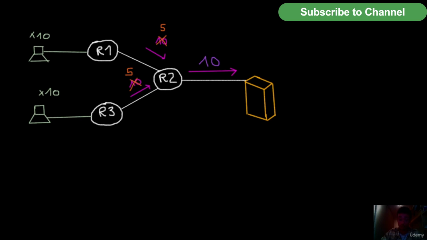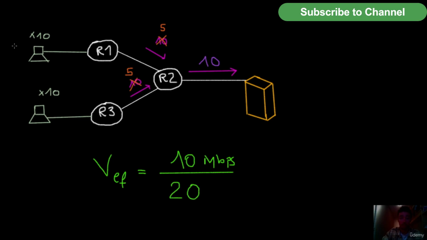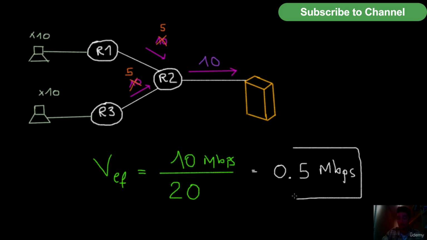And so, what is going to be the effective velocity, the effective speed? Well, if we're sending 10 megabits per second and we have 20 PCs, then the effective velocity is equal to the amount of data that we are sending, in this case 10 megabits per second, divided by the total amount of PCs that are sending, in this case 20 PCs. If we make this division, this gives us an effective velocity of 0.5 megabits per second, and this is the solution to this first question A.